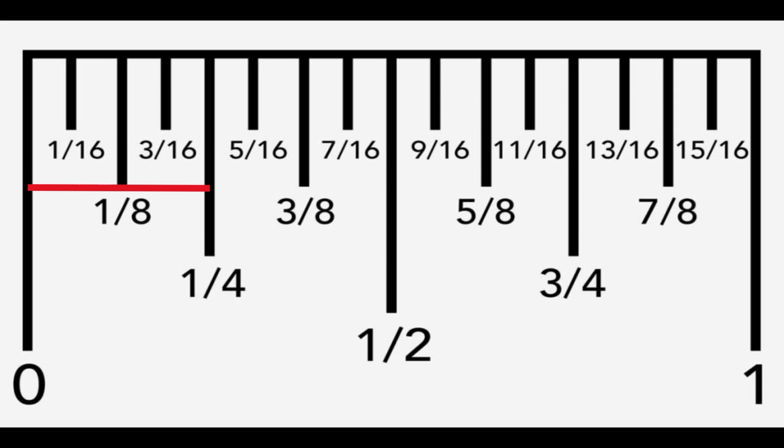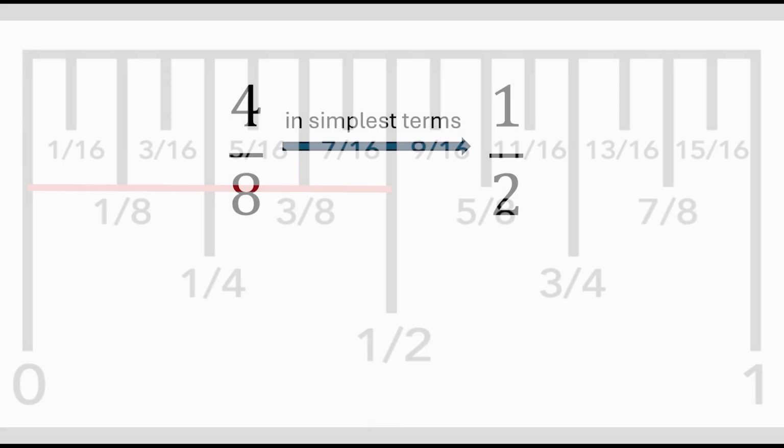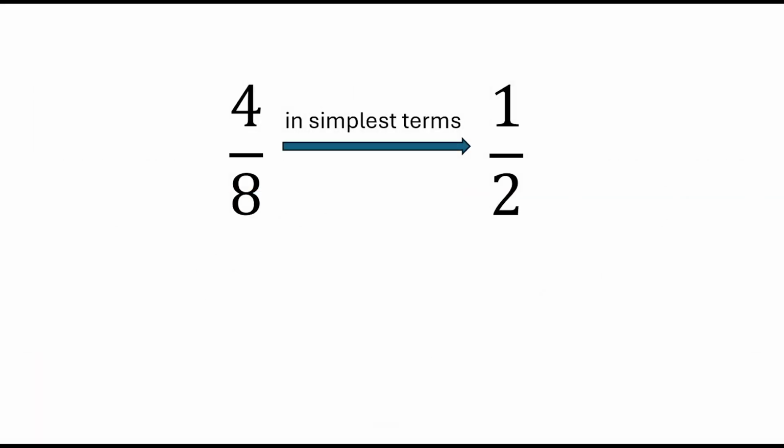If we travel another 1/8 of an inch along our tape measure, we then come to a marking that says 3/8. Traveling another 1/8 of an inch along the tape measure, we come to a marking that says 1/2. Again, we might have expected 4/8, but since this is not the lowest or simplest terms for expressing this fraction, it is instead written as 1/2.